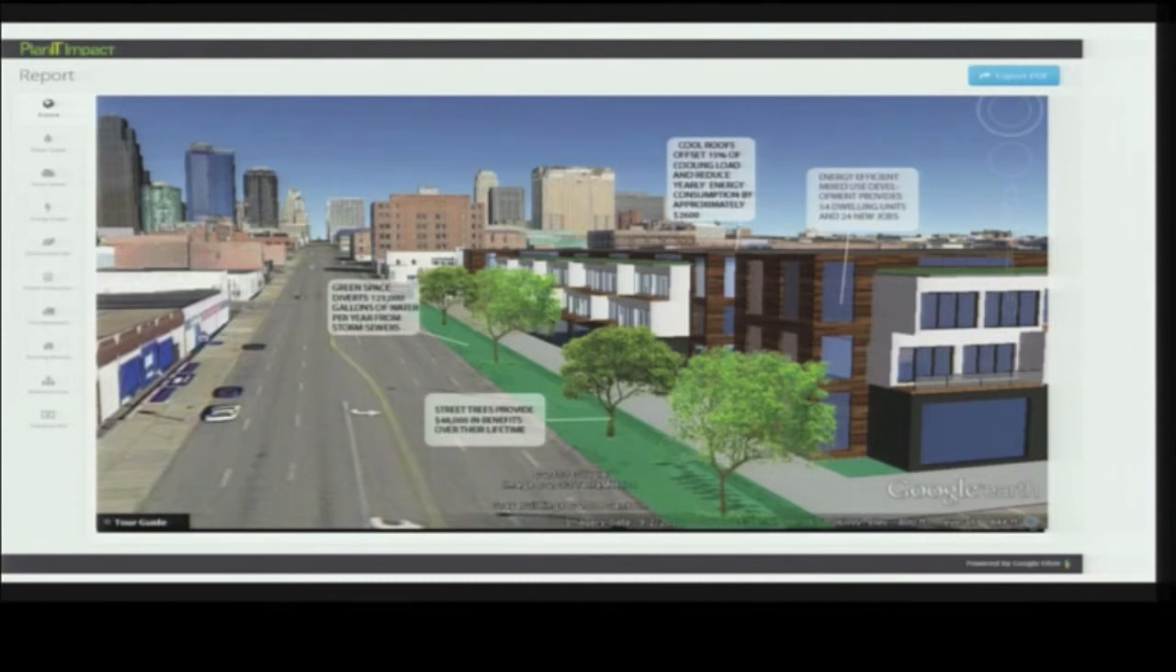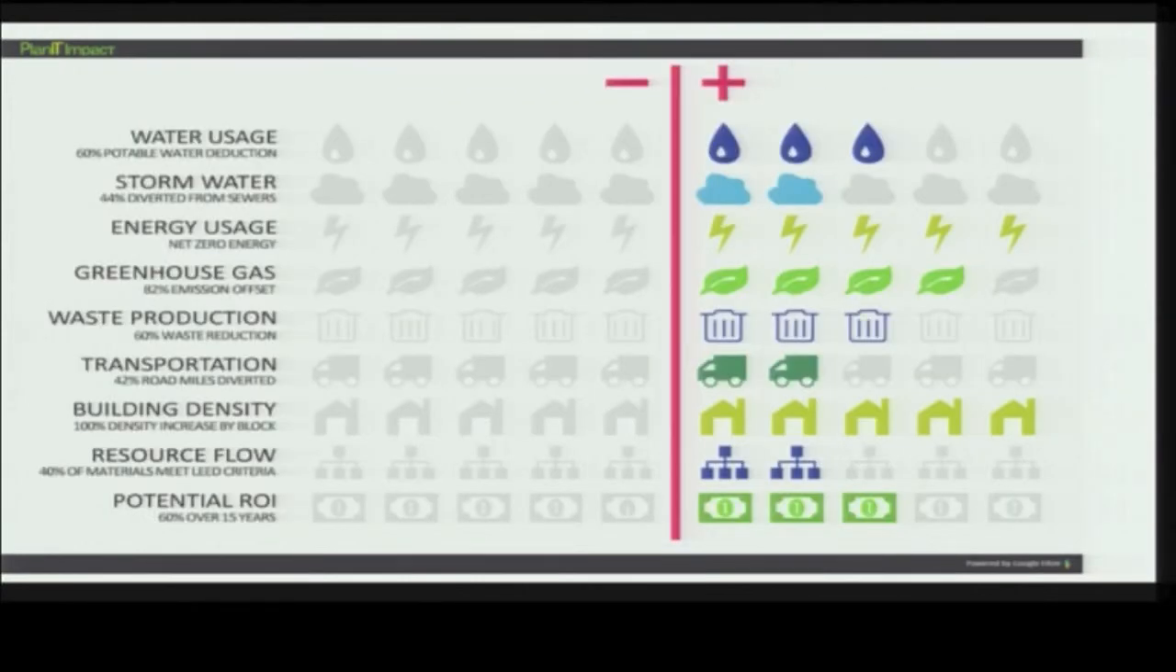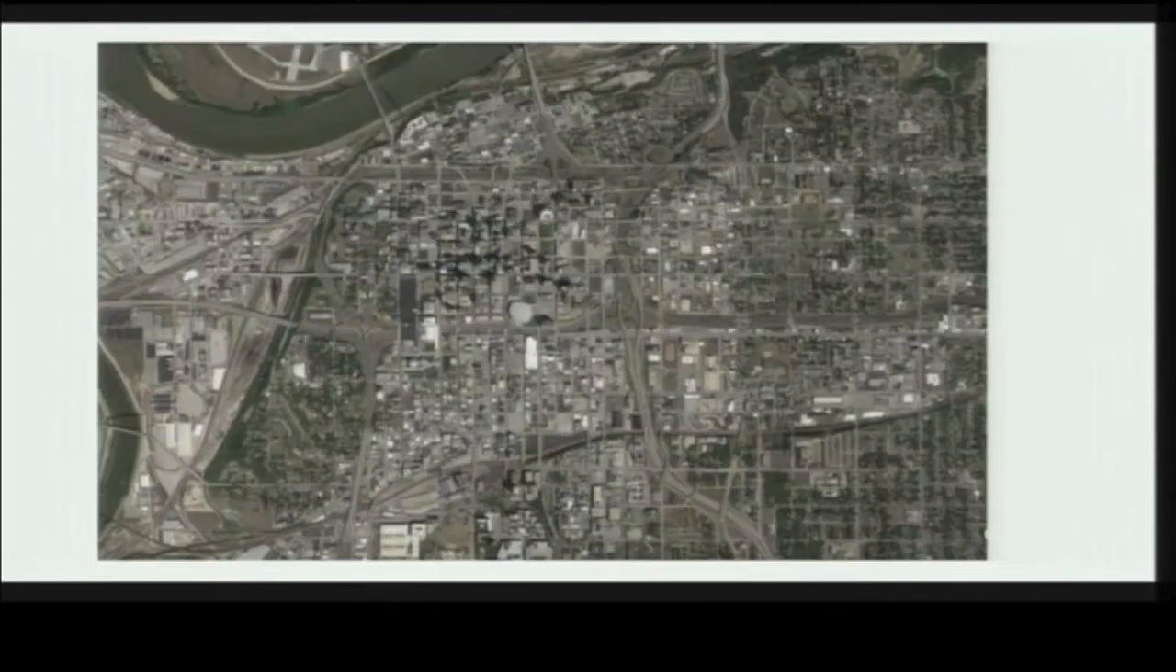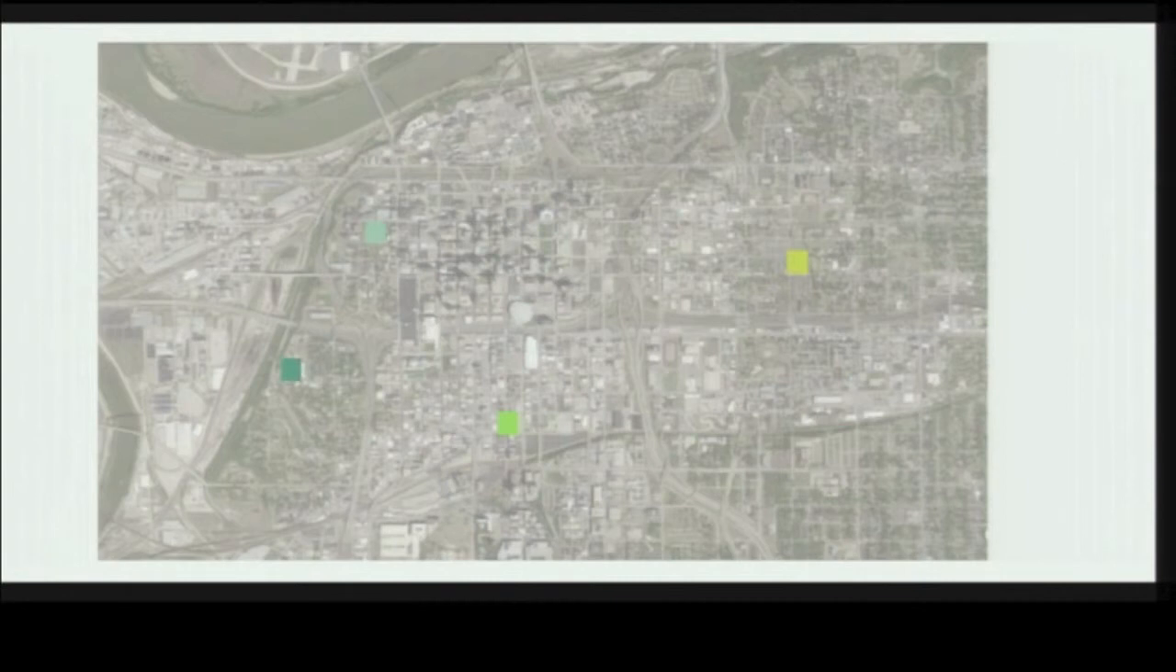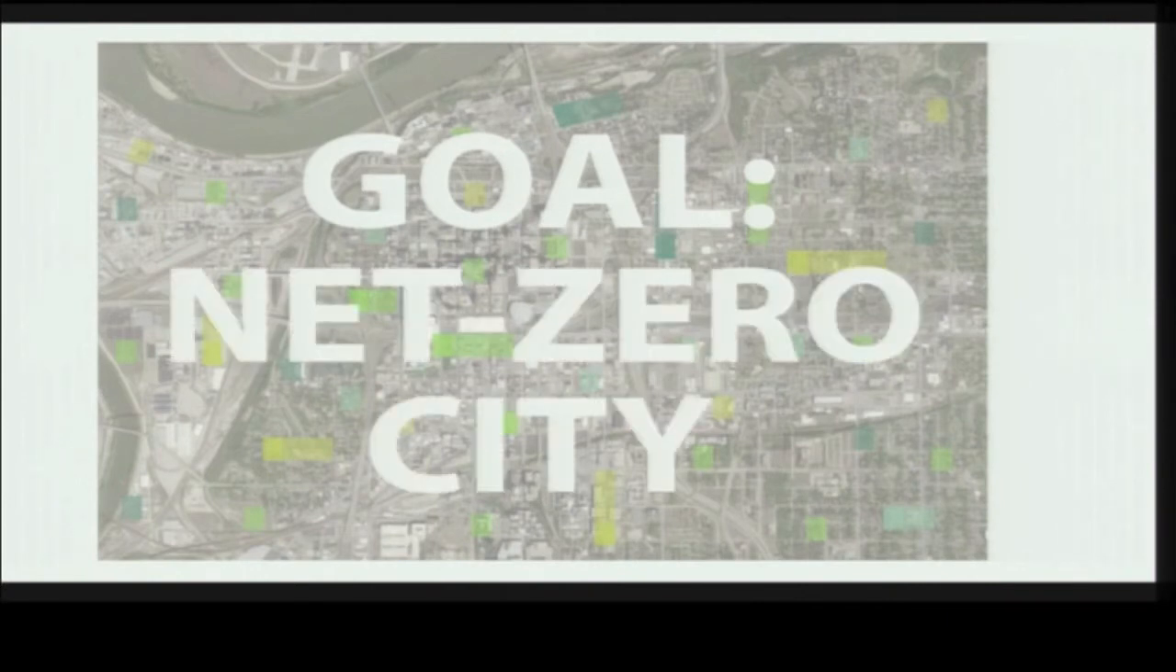Then a report gets spit out. It gives you an understanding of, let's say, you're saving 60% potable water, 44% diverted stormwater from sewers, et cetera, so that you can try to play with this. And it's early enough in the process that you can make changes in time. So the idea is that we proliferate these PlanIT Impact projects throughout the city and get to a goal of a net zero city.